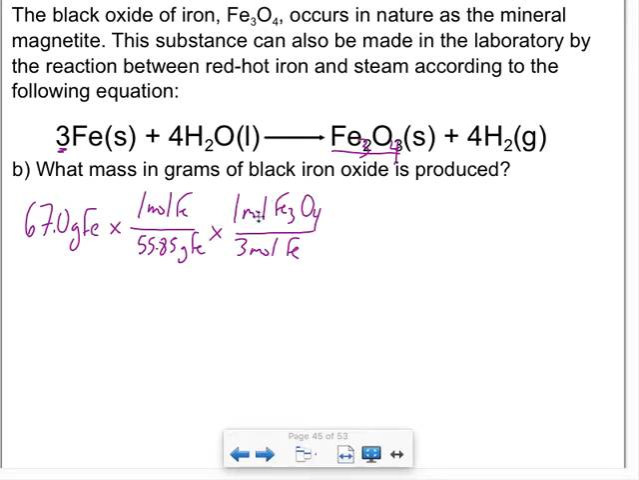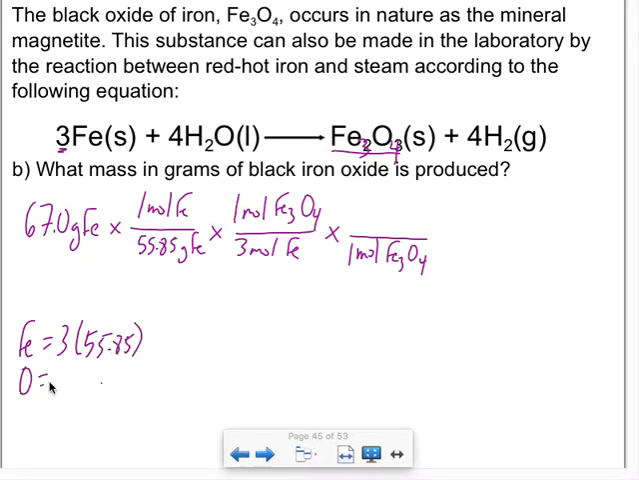And they say, okay, what's the mass in grams? So I have to set up one more conversion factor. I'm in moles of black iron oxide, so I've got to get to grams. So I've got to figure out the molar mass of it. Iron 3 at 55.85 and oxygen 4 each at 15.99, and I will add them up. It looks like around 231.51 grams per mole is the molar mass, or formula mass.